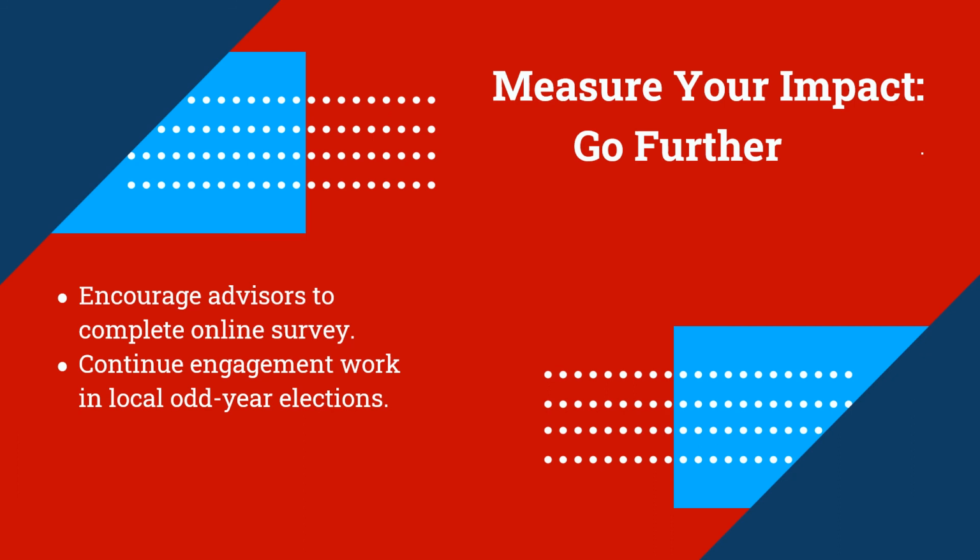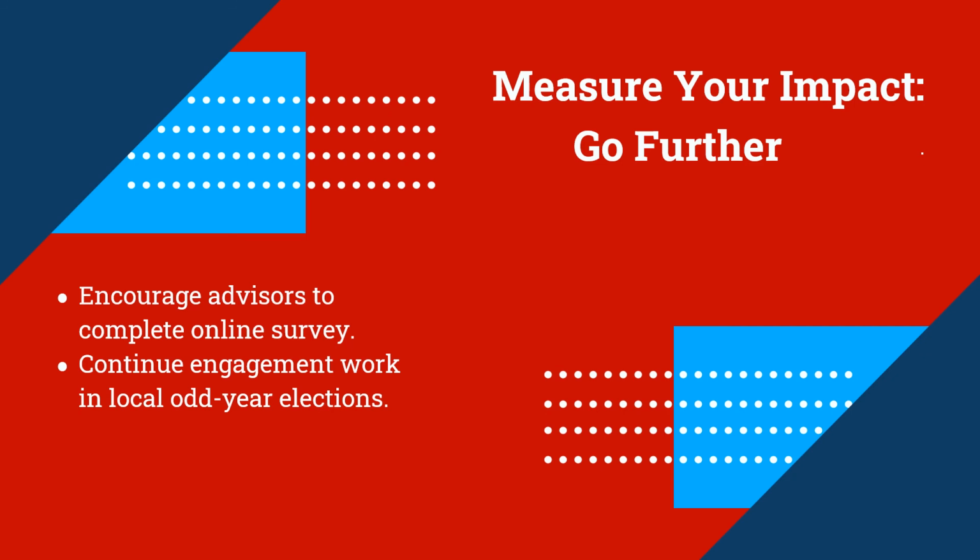Each fellowship marks one step closer towards institutionalizing engagement. So consider, where will you go from here? Reflect on the entirety of your action plan and update where needed. Document your most effective electoral engagement efforts through photos and videos. Use SEEP's Campus Electoral Engagement Assessment. Continue to work on institutional approaches. Encourage advisors to complete an online survey. Continue engagement work in local odd-year elections. Help students engage with issues they care about in non-electoral ways.